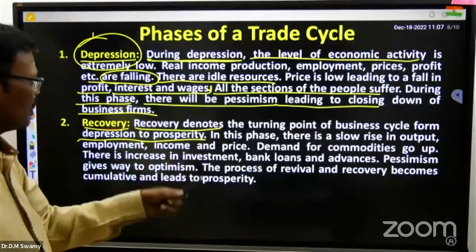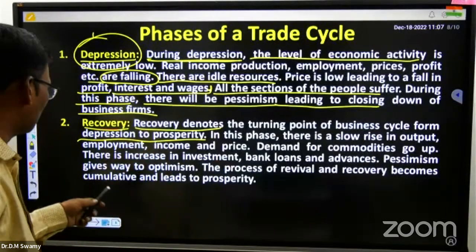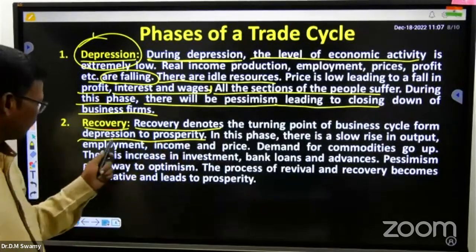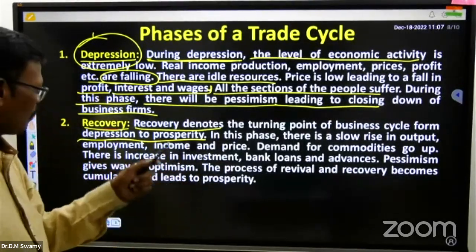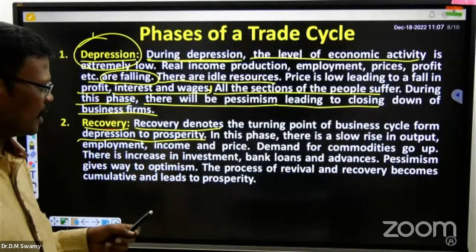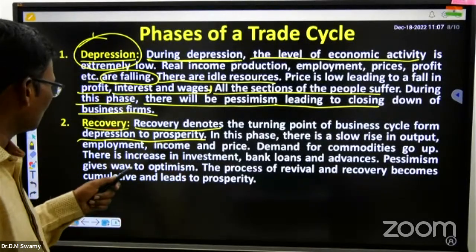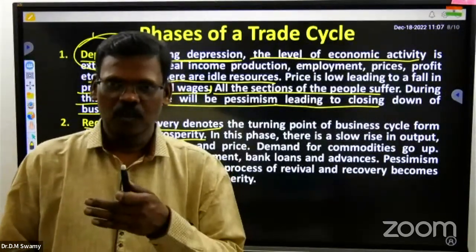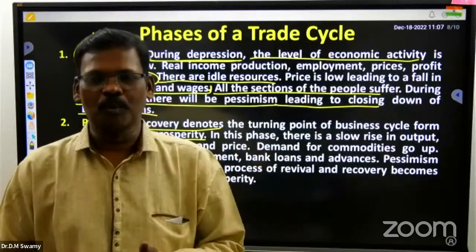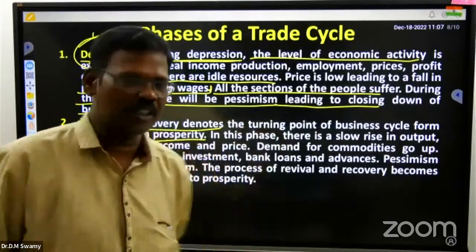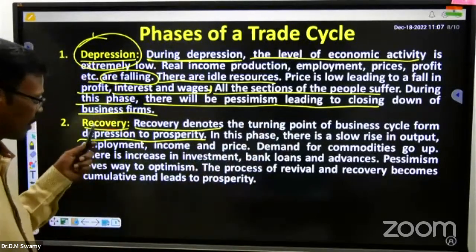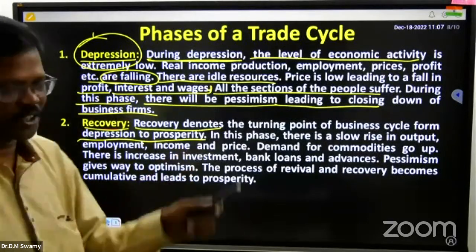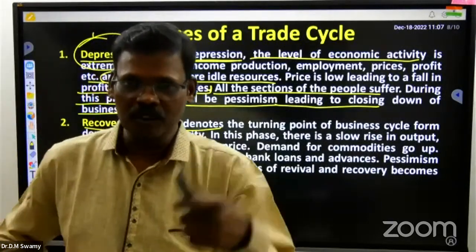So in this phase, there is a slow rise in output, employment, income and price. Demand for commodities goes up. There is an increase in investment, and bank loans and advances will be available. Pessimism gives way to optimism, so people will think positively: in the future, we will improve, we will develop. Positive thinking will start. The process of revival and recovery becomes cumulative and leads to prosperity.